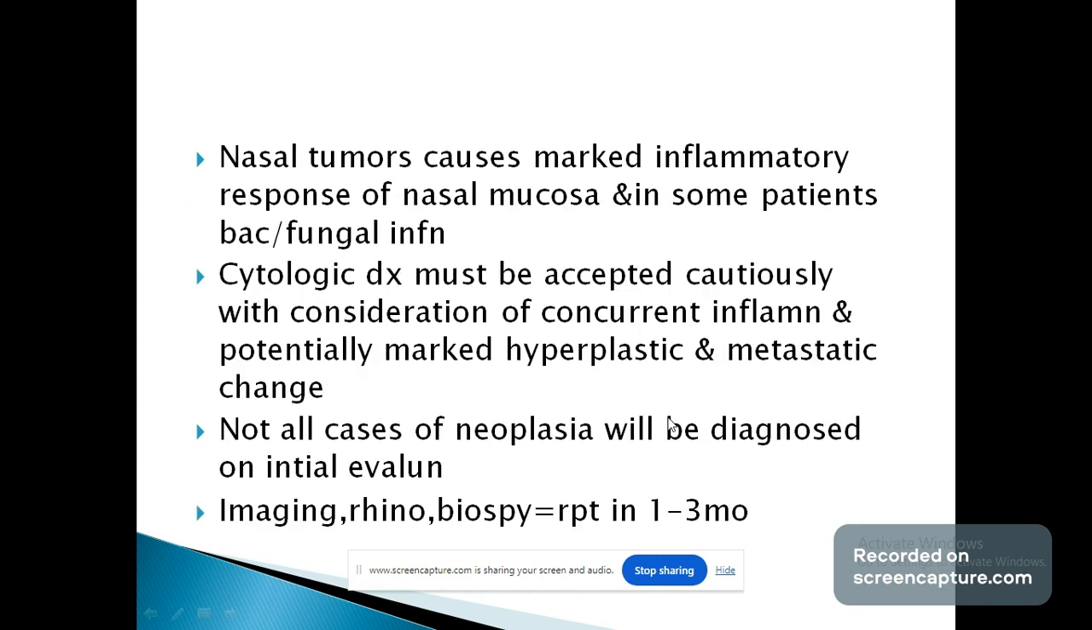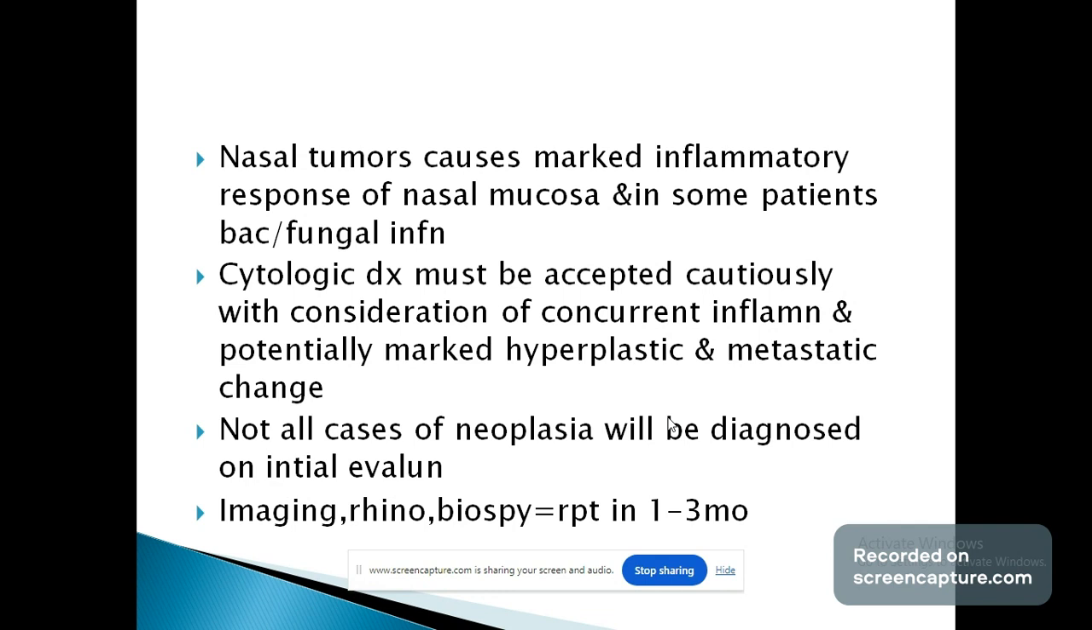Nasal tumors, very important, cause a marked inflammatory response of the nasal mucosa, and in some patients there would be fungal or bacterial infection. So cytological diagnosis must be accepted cautiously, with consideration of concurrent inflammation. These tumors cause inflammation and hyperplastic and metaplastic changes to the cells, so you have to accept cytologic diagnosis very cautiously, right?